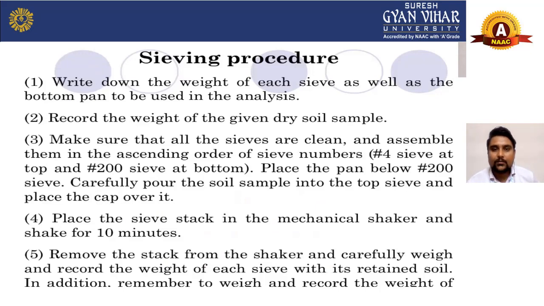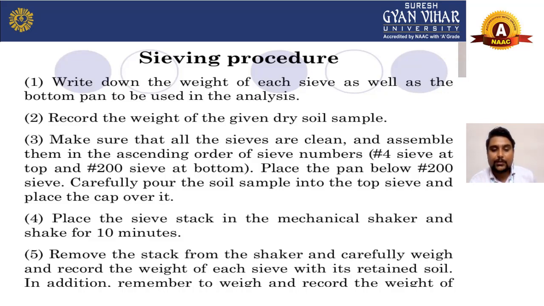Now, what will be the procedure of sieve analysis? First, we have to write down the weight of each sieve as well as the bottom pan to be used in the analysis. Second, record the weight of the given soil sample. Third, we have to make sure that all the sieves are clean and assemble them in ascending order of sieve number, number 4 sieve at top, 200 sieve at the bottom. Place the pan below the 200 sieve. Carefully pour the soil sample into the top of the sieve and place the cap on it.